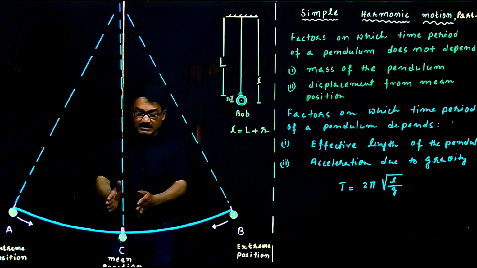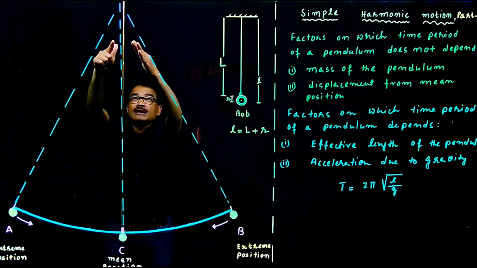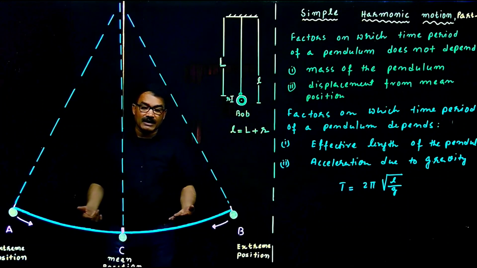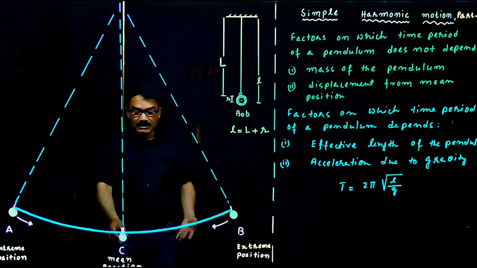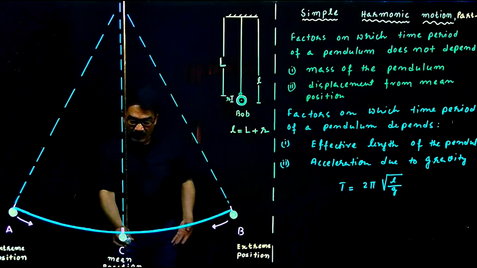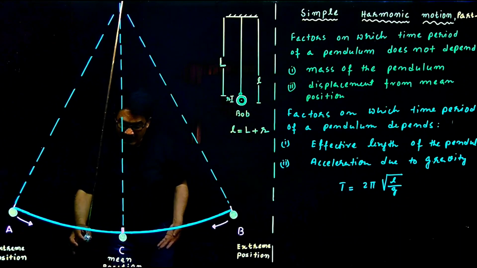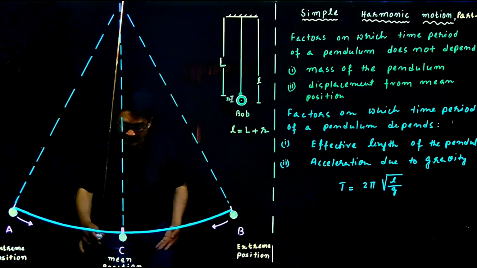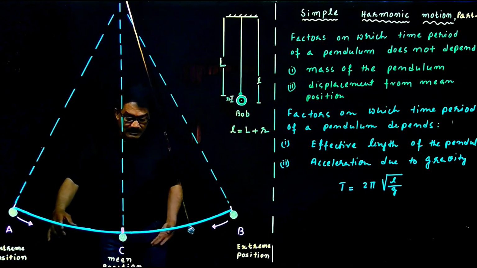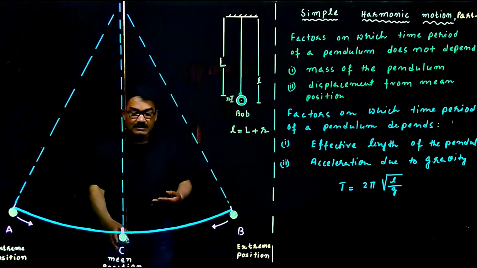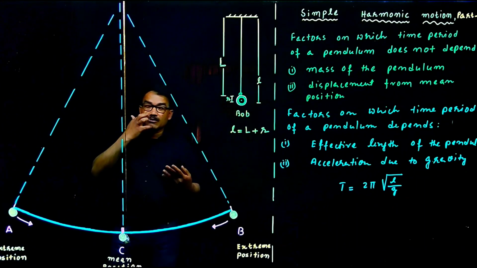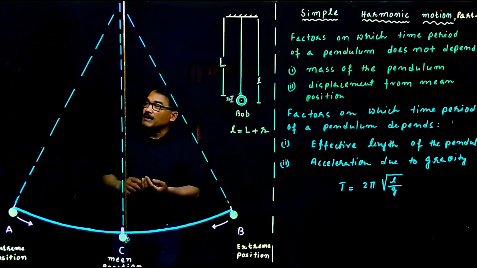So no matter how much is the displacement within a small angle, the time period is independent of the displacement. So when I make a small displacement, it is moving slowly. And when I make a large displacement, it is moving fast. So overall effect is there is no change in the time period which was observed by Galileo by using his pulse rate.